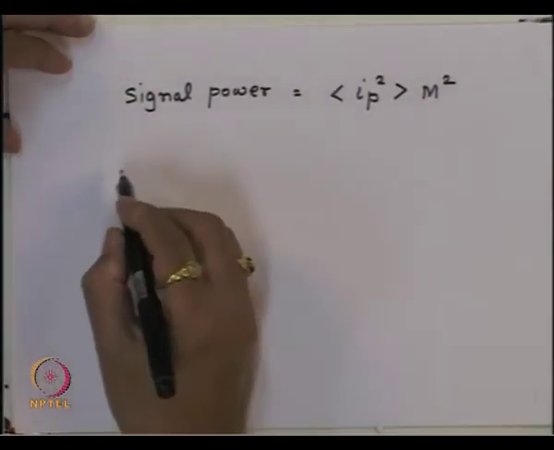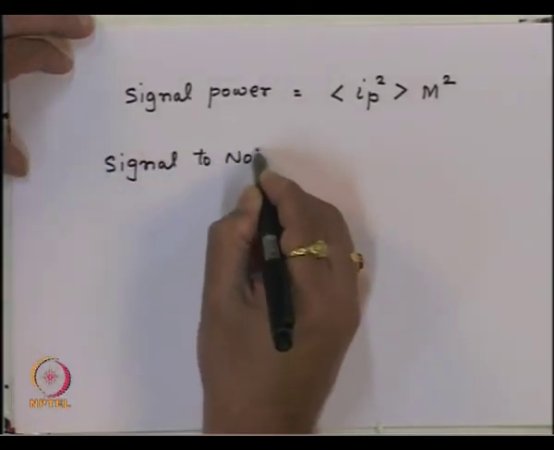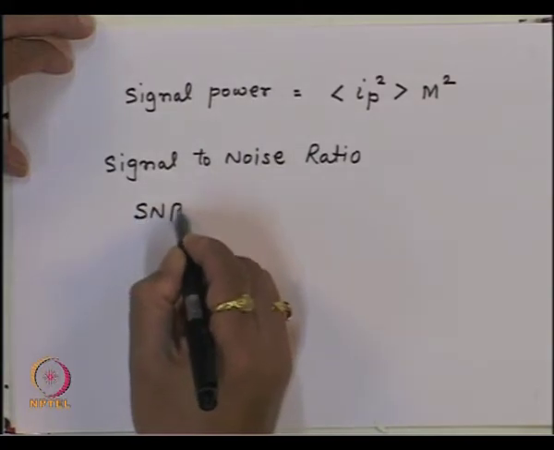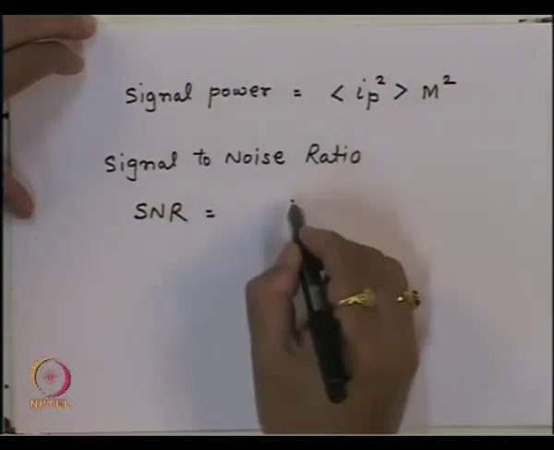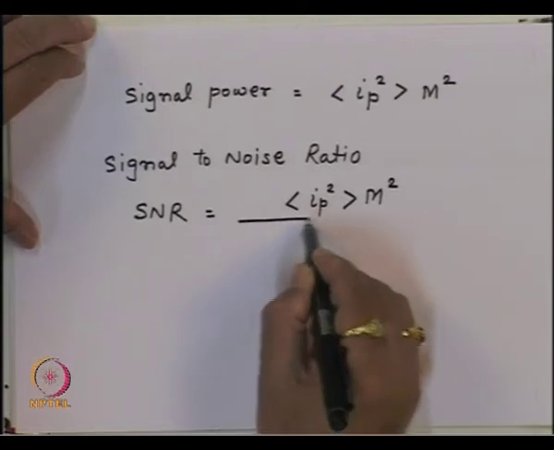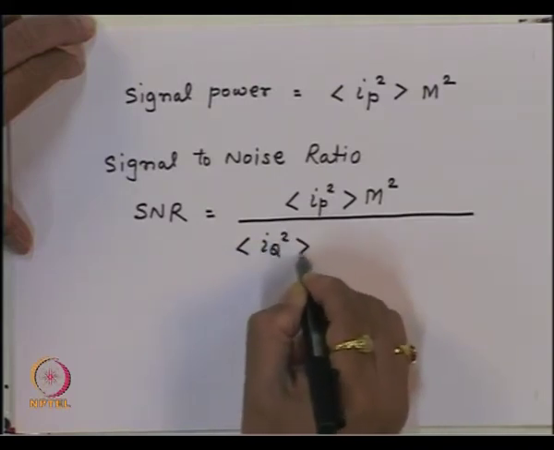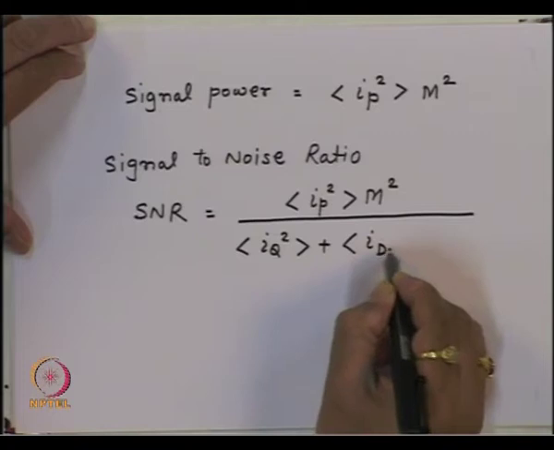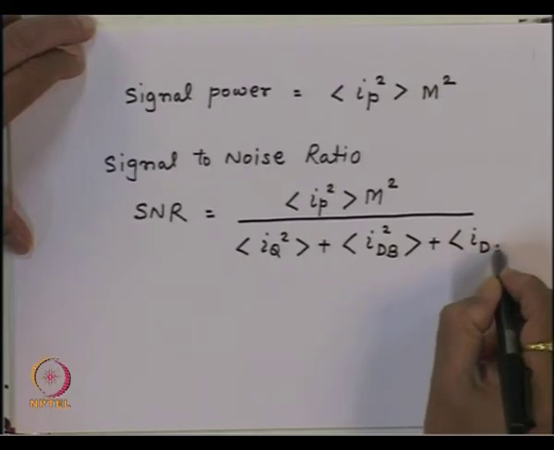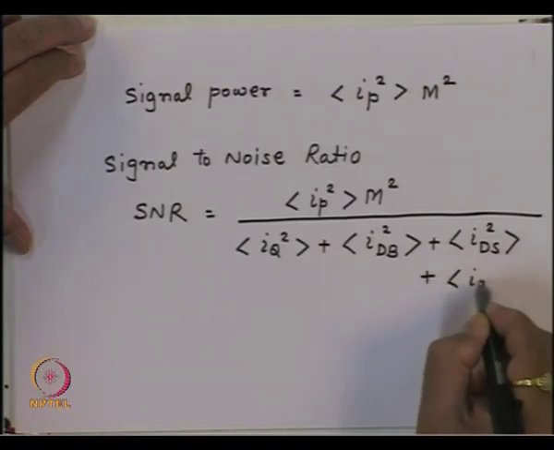So you can get a quantity called the signal to noise ratio, or SNR, which is equal to the signal power divided by the total noise power, which is I_Q square plus I_DB square plus I_DS square plus I_T square.